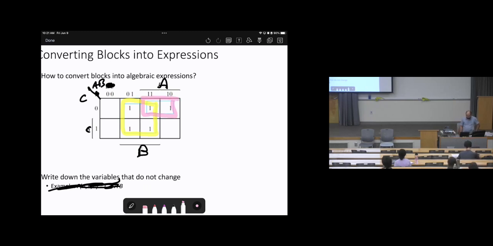Okay? So it will be with this block, with the yellow block, it should include one variable. Then we will realize it's basically at the variable b, so it's b. With this block, which is located at c equals 0, therefore there's c bar, and located at a, so it will be ac bar. So as a result, the function will be b plus ac bar. Okay? Any question?